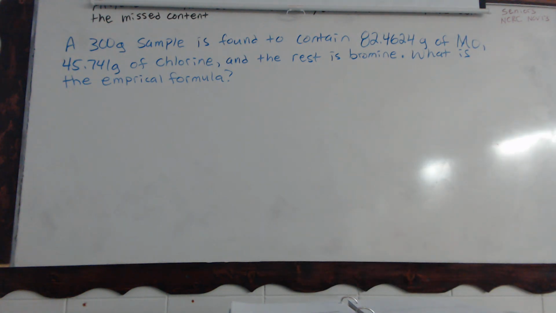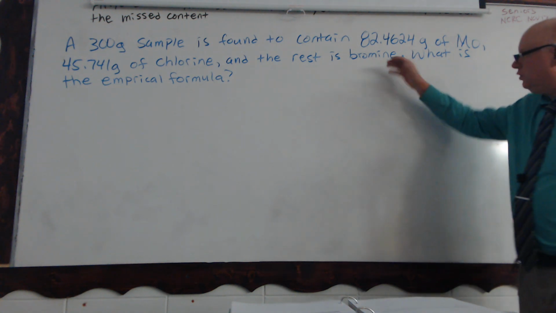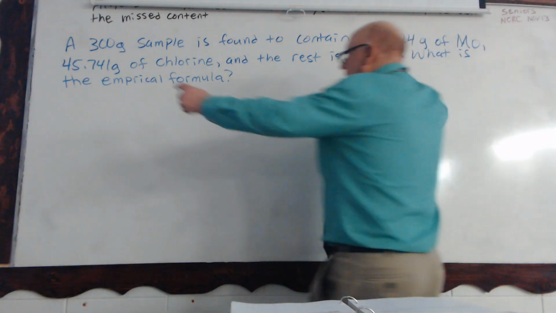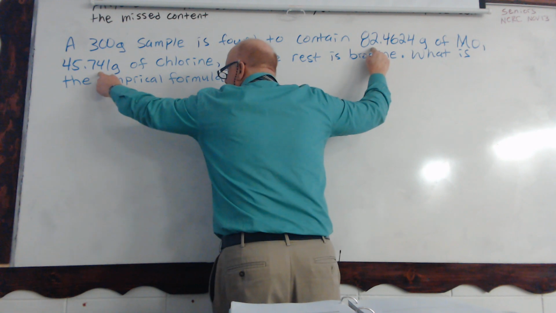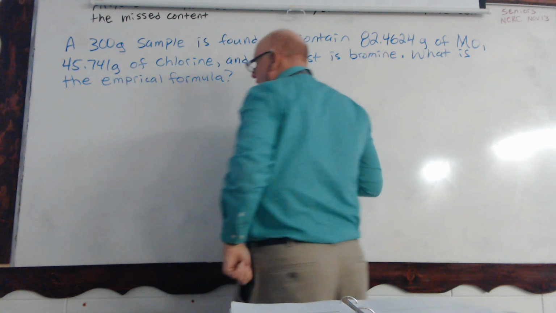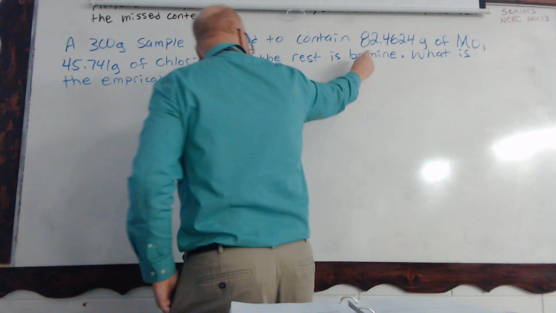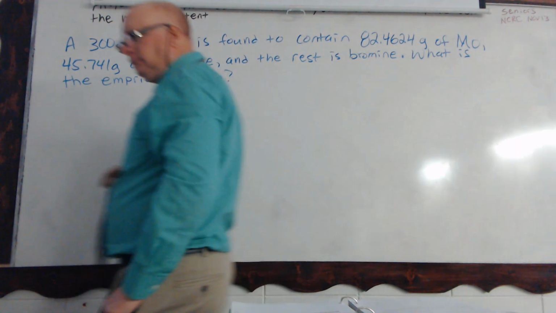It's just that this unknown sample you may have weighed and it says 300 grams. So you still follow the same process. You do what with these two numbers? You would add them together and subtract it from 300. And then that would give you your amount of bromine. Okay.